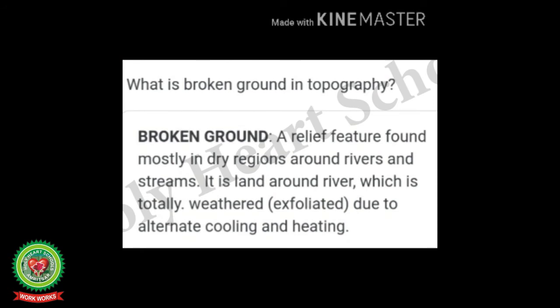What is broken ground in topography? A relief feature found mostly in dry regions around rivers and streams. It is land around a river which is totally weathered, exfoliated due to alternate cooling and heating. In simple language, broken ground is an area found in arid regions where the topsoil gets eroded due to flooding during the rainy season. It is uncultivable land.